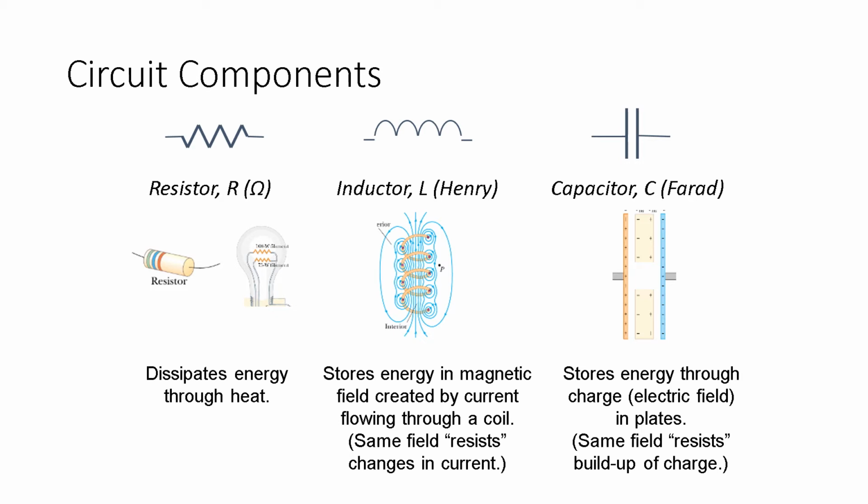So essentially what capacitors do is they resist the buildup of charge. So in some ways it's similar to an inductor, in the reverse, though. Inductors resist changes in current. Capacitors resist buildup of charge. So we're going to go into some of the mathematics behind that. You should have had some of this already in physics, but we're going to go a bit more in depth into this course.